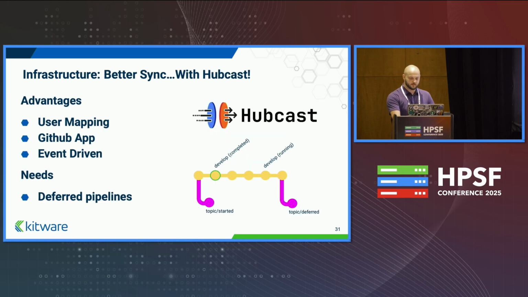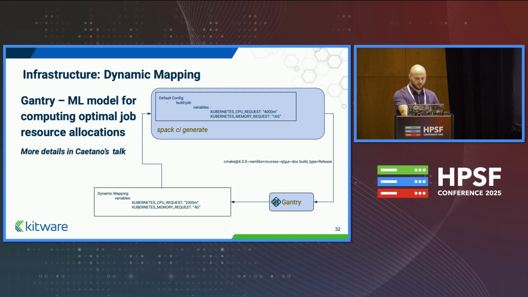So just quick mention some of the cool things that are coming. So we're looking to incorporate Hubcast. Need to figure out how to do different pipelines with Hubcast. But this gives us cool things like user mapping, and it's an event-driven app, so it'd be a little bit more responsive. As well as dynamic mapping.